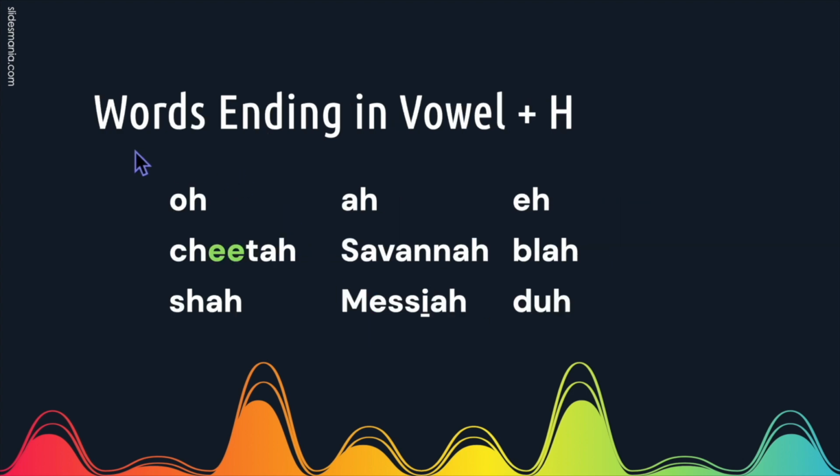If a word ends with a vowel and an H, the H will be silent, like in oh, ah, and eh. EE says E, so this word is cheetah. Savannah, blah, shah, this I will be long, Messiah, and duh.